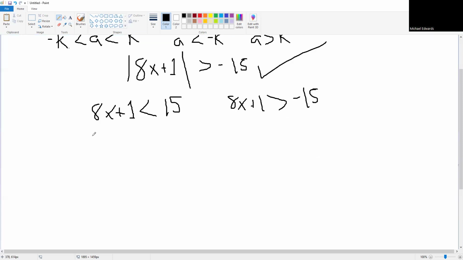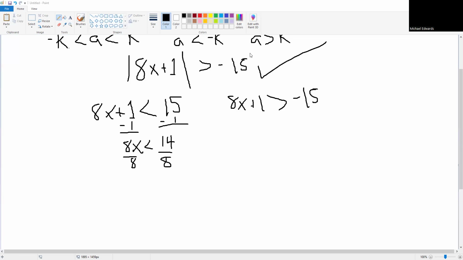To solve these, let's go ahead and solve them and get our points. -1 on this side, -1 on this side. Changes it to 8x less than 14. Divided by 8 on both sides. 8 into 14. What's 8 and 14? Does anybody know? Can we even do that? Is that something we can do? Am I tripping you up? So 8 doesn't go into 14, does it? So how do we do this? It's an improper fraction. So how do we display this?